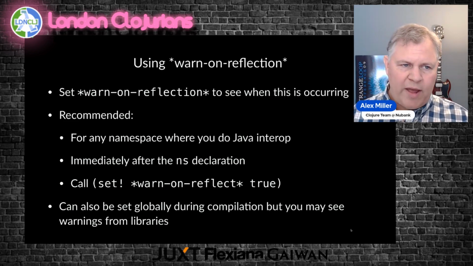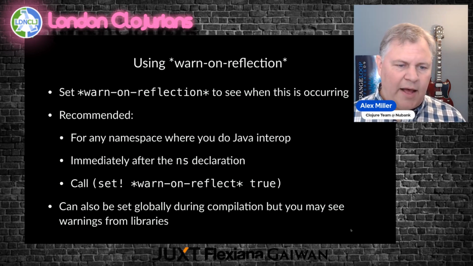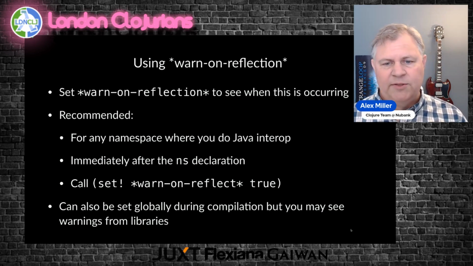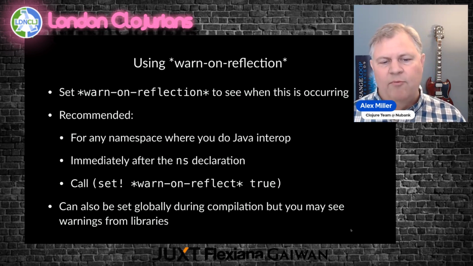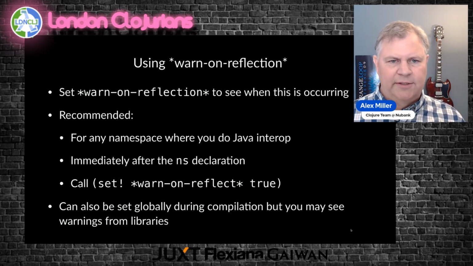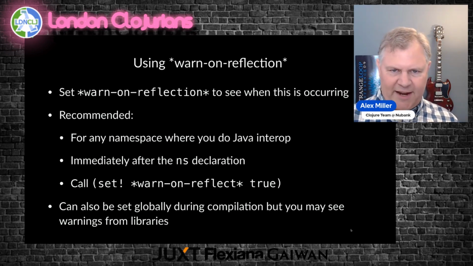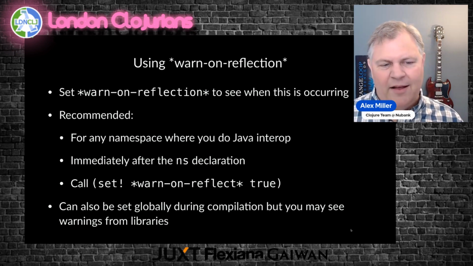If you want to find out when this is happening, you can do that with the warn-on-reflection dynamic binding. I recommend that in any namespace where you're doing Java interop, immediately after the namespace operation, you call set warn-on-reflect, or warn-on-reflection. Now I'm second guessing myself. I have both of them. One of those is right. So I think it's warn-on-reflection, but whatever that is, you should set it.